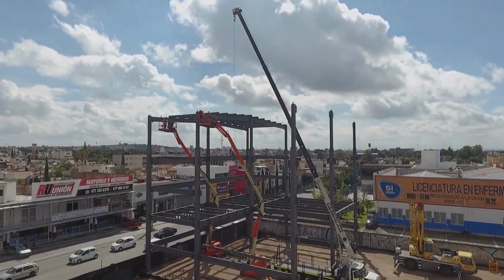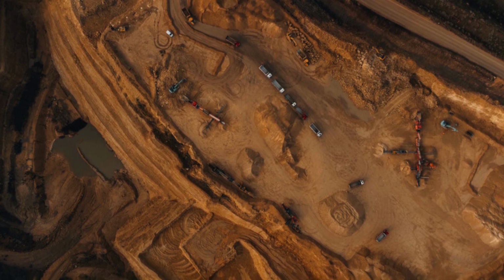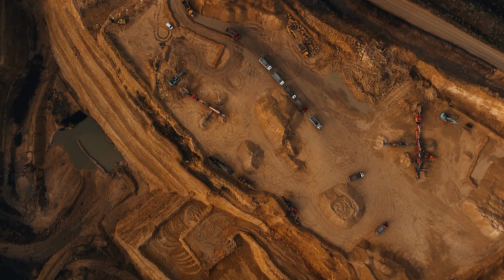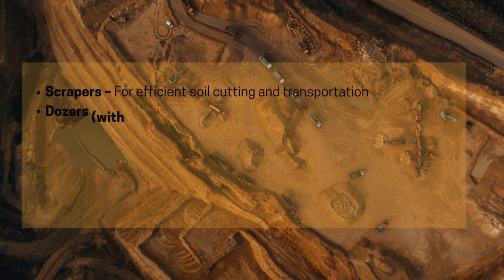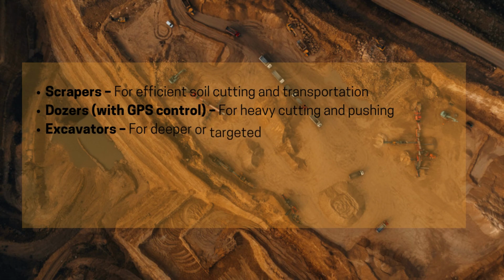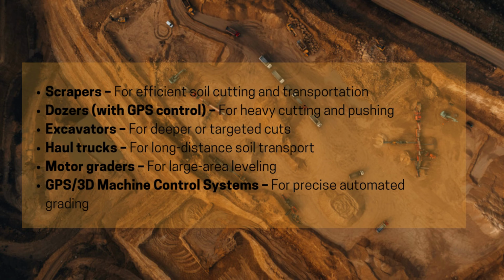For mass grading, where terrain over a large area is reshaped, the equipment must handle both scale and accuracy. This often includes scrapers for cut, carry, and spread operations, bulldozers with GPS control, excavators, haul trucks, motor graders, and 3D GPS or total station-based machine control systems.